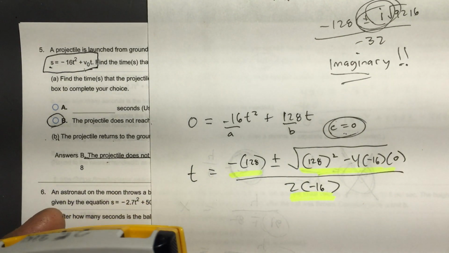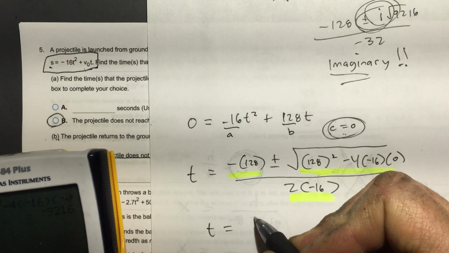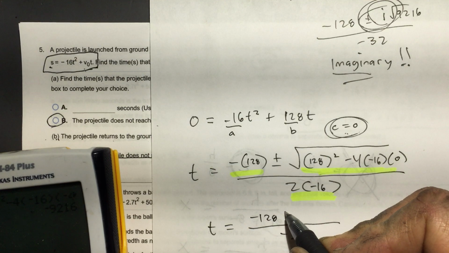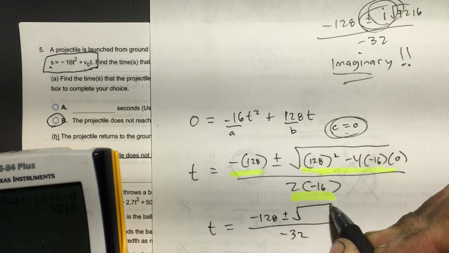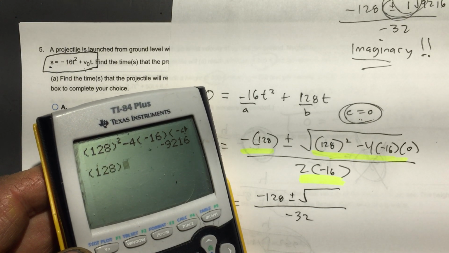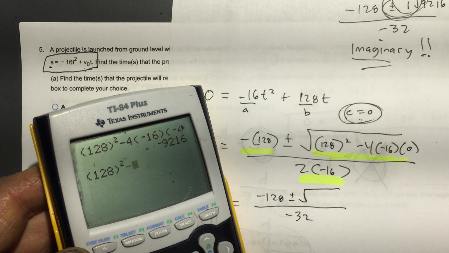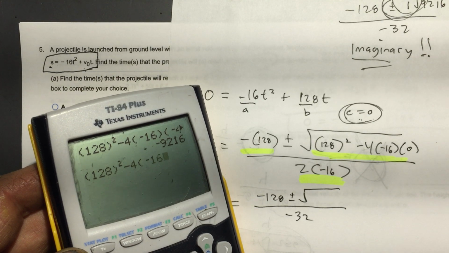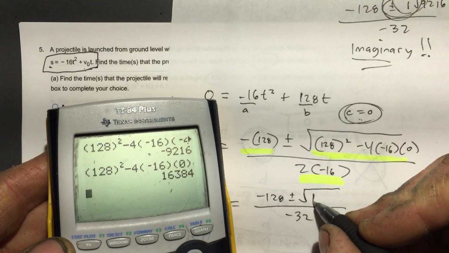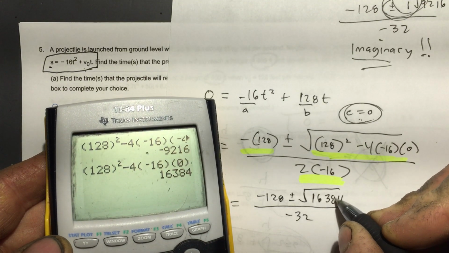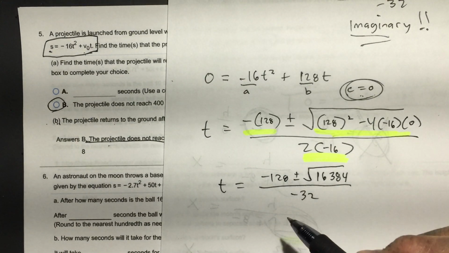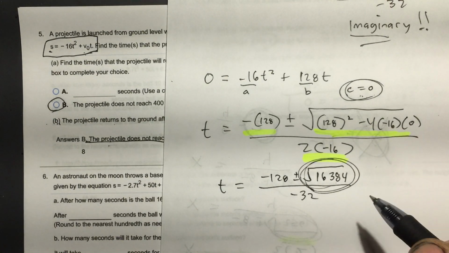All right, let's see here. Let's do T equals negative 128 there. Down here, this is negative 32. Okay. And then let's do this in here. So I've got 128 squared minus 4 times negative 16 and times 0. And look there, 16,384. Okay. Now, after I do all those 3 things, I focus on my radical here.